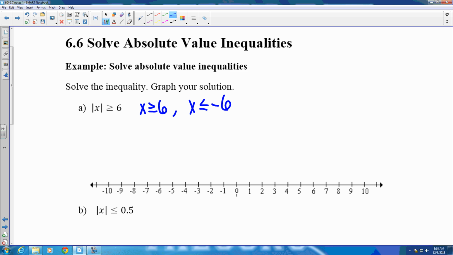So when we have x is greater than or equal to 6, that turns into x is greater than or equal to 6 and x is less than or equal to negative 6. And then the only other difference is we're going to end up having to graph it. So less than negative 6 looks like that. And greater than 6, greater than or equal to 6 looks like that.